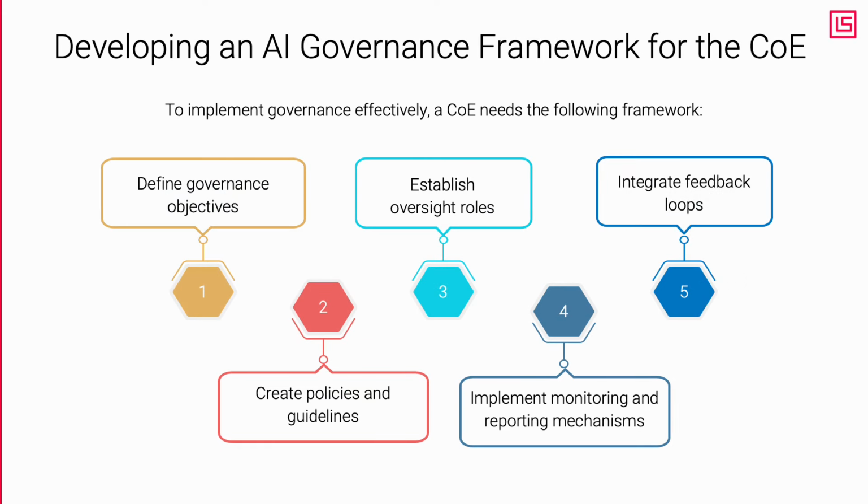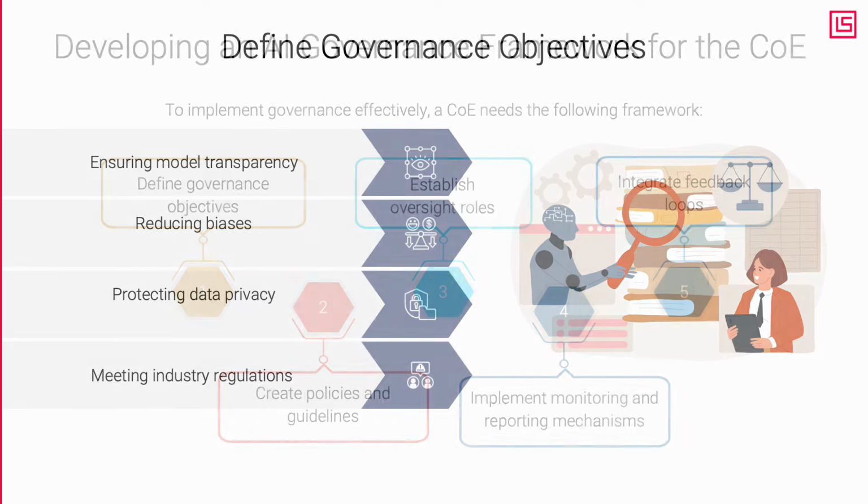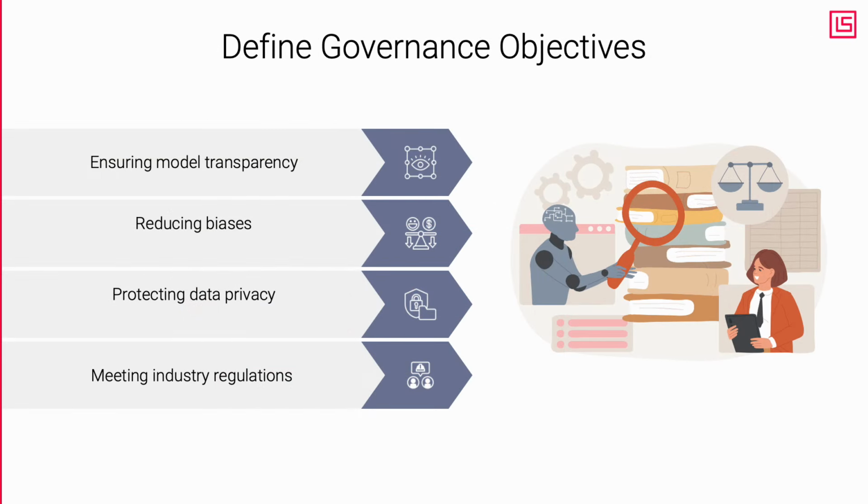To implement governance effectively, a CoE needs a structured framework that defines protocols, roles, and responsibilities across all governance areas. Here's a step-by-step process for creating such a framework. Define governance objectives, create policies and guidelines, establish oversight roles, implement monitoring and reporting mechanisms, and integrate feedback loops. Start by identifying the core objectives of AI governance in your CoE. Objectives may include ensuring model transparency, reducing biases, protecting data privacy, and meeting industry regulations.